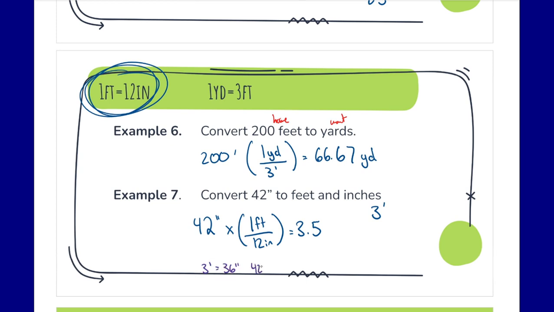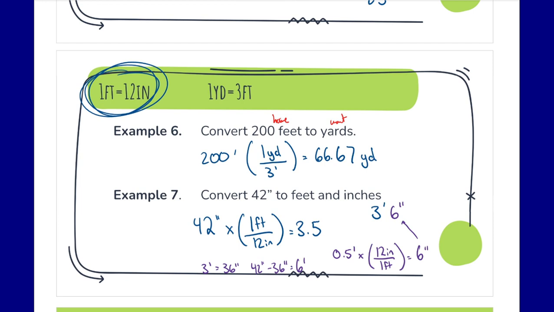And then take 42 inches, which is our total, minus 36 inches. We get 6 inches in return. We could also take the 0.5 feet, multiply that by the unit rate of 12 inches over 1 foot, and get 6 inches, which we can then add into our final measurement or final conversion.